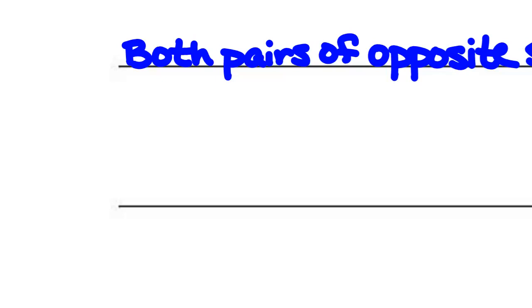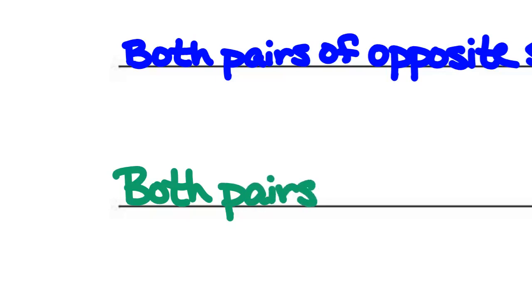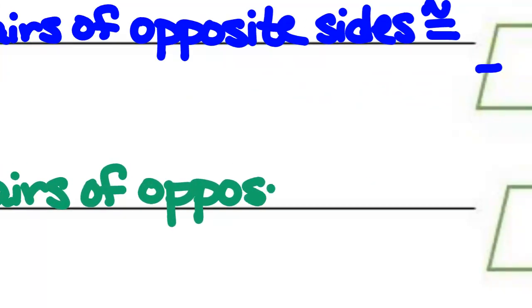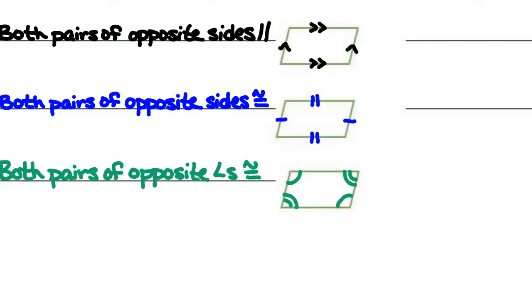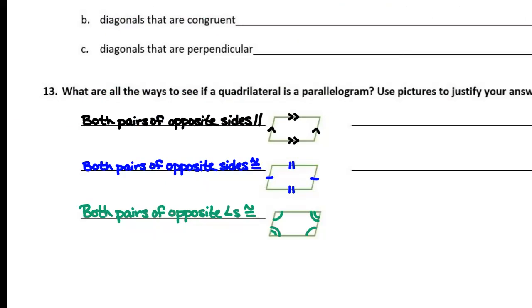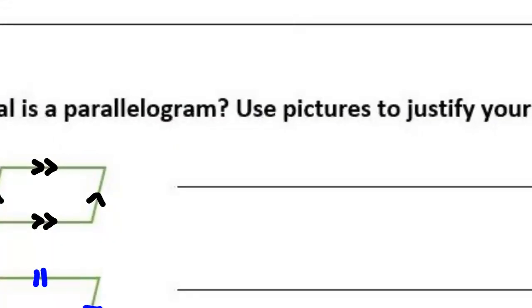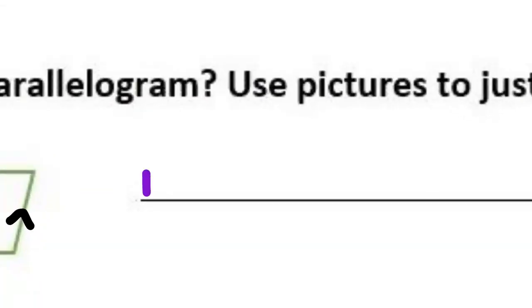If both pairs of opposite angles are congruent, then it's a parallelogram. So if the upper left is congruent to the lower right, and the lower left is congruent to the upper right, if my opposite angles are congruent, both pairs, then it's a parallelogram. The third way that we can tell if something is a parallelogram is if the diagonals bisect each other.